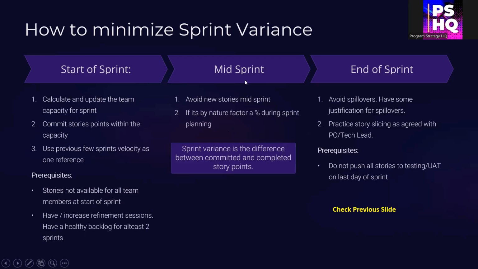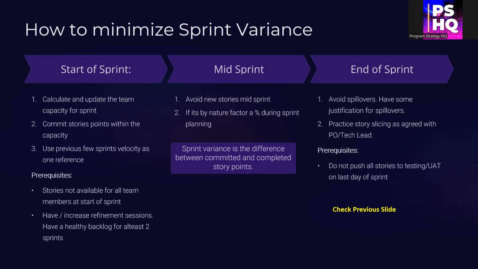Coming to mid-sprint, avoid new stories. Sometimes it happens that teams keep on adding stories. We need to avoid that. And if it is the nature of the team that this kind of work is inevitable, for example, it is a production team where you get production requests in between, and since it's a production issue, you need to take it up on priority, or you will be working with some dependencies for other teams which are of critical nature.